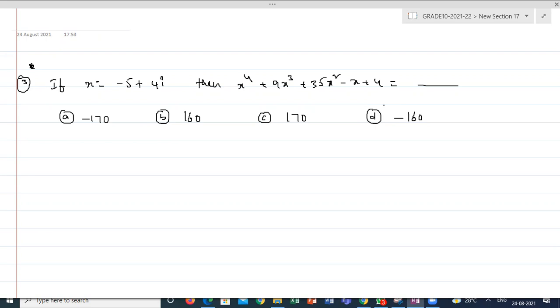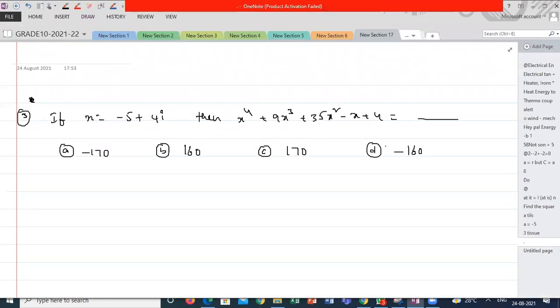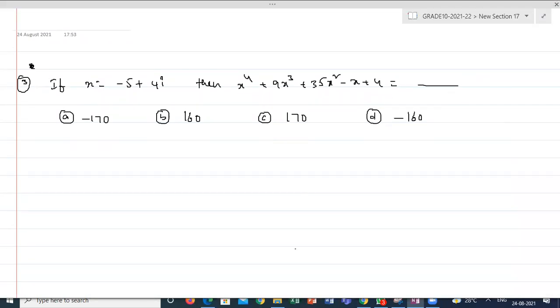Anyone can find out any method? Is it required each and every time I have to find out x square value, x cube value, x power 4 value, and substitution is required here? Students, please think. Try to explore some ideas. Srinidhi, Navya, please. No one is responding.